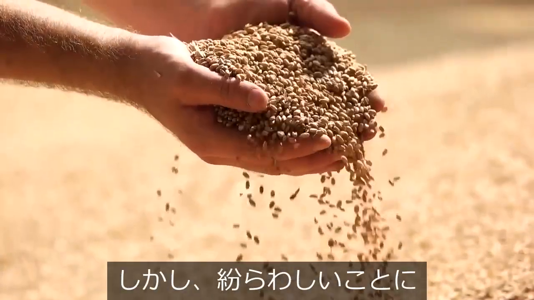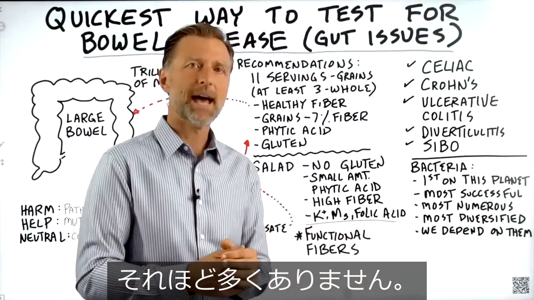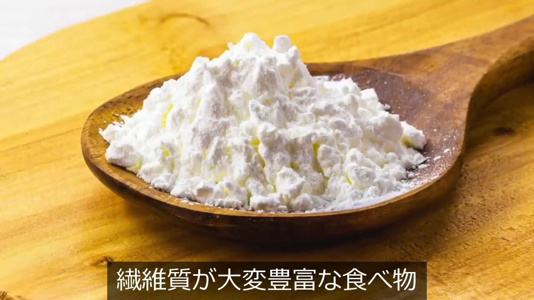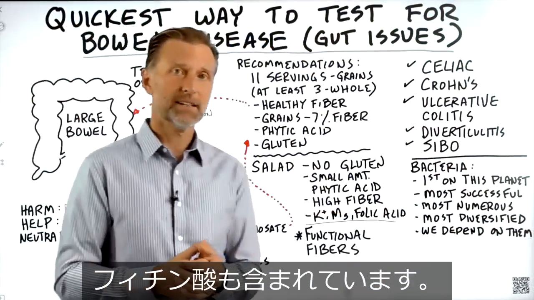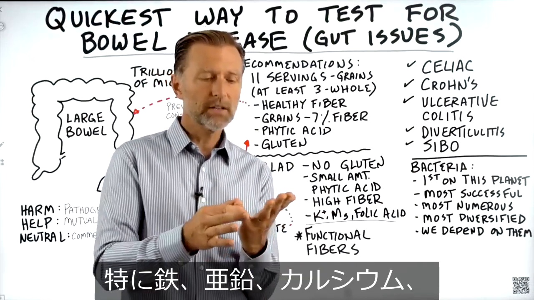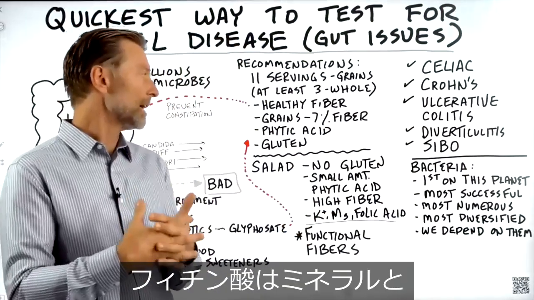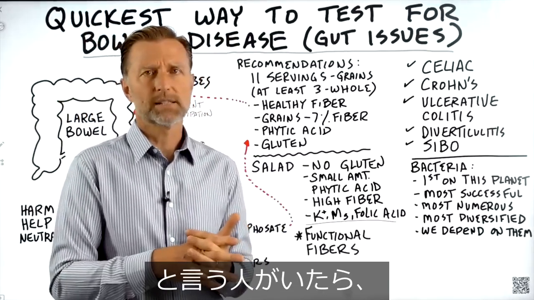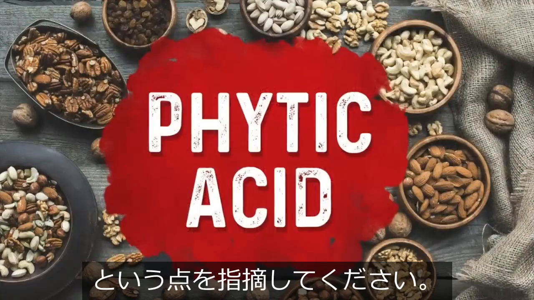But the confusing part about that is whole grains doesn't usually have much fiber, like 7% fiber. It's not that much. It has a lot of other things like starch, but it's not like a very high fiber food. It also has phytic acid in it, which, if you don't know what that is, that blocks minerals, okay? Specifically iron, zinc, calcium, magnesium. It tightly binds minerals. So if anyone were to tell you that, well, grains are nutrient dense, just bring up this point about phytic acid. That blocks the nutrition in whole grains.